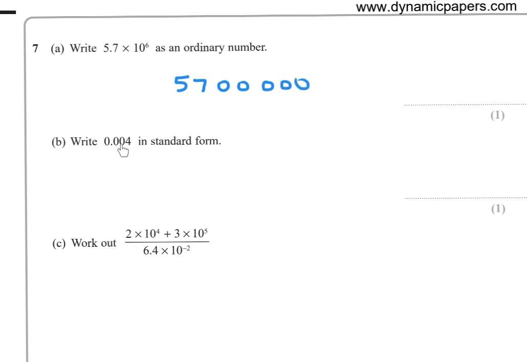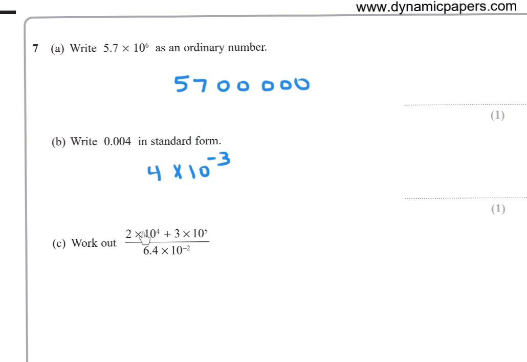Write 0.004 in standard form. We have the decimal point after 3 digits, so you can move the decimal point to the right 3 places. Now you have 4 multiplied by 10 power negative 3.